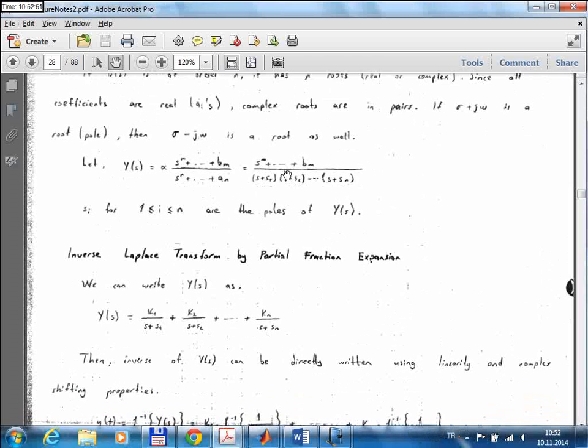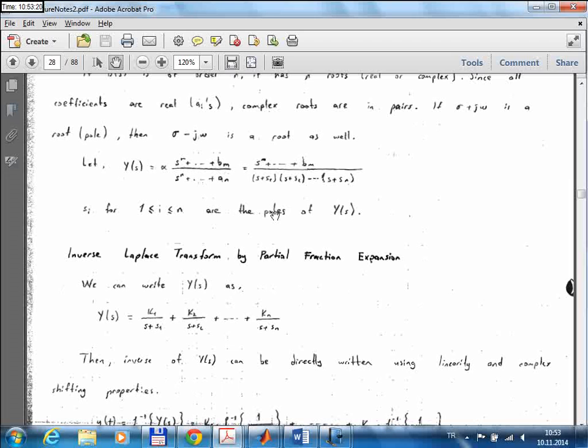Okay, so we were talking about analysis of linear dynamic systems, and in that case, analysis involves calculating the output of a system to initial conditions or to external inputs applied to the system, or you may have both of these at the same time. And in all of these cases, you end up with a function of S in Laplace domain, and this function is always in the form of a rational function.